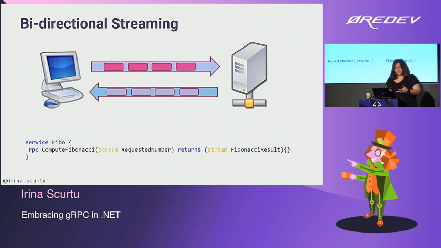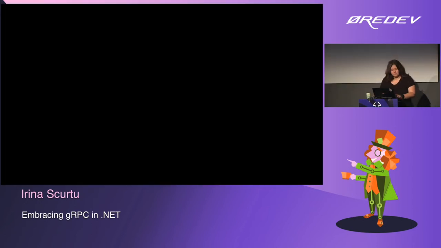How do you write this if you want this to be exposed? Well, by adding the stream keyword to the input and to the output. And pretty much this is it. And the next thing that you'll need to do is actually give an implementation for this. And let's have a look at some code.